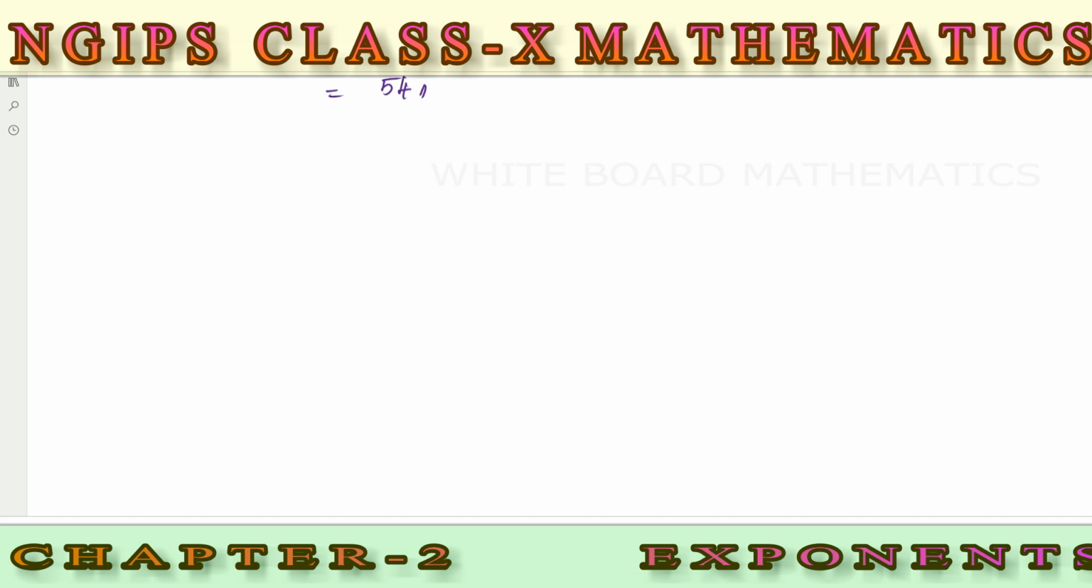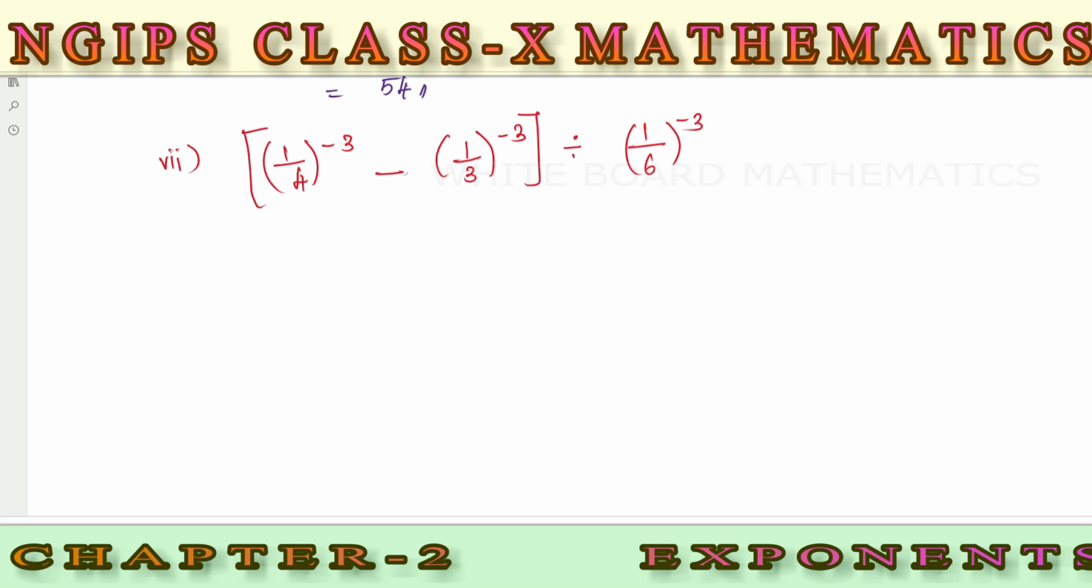Here we have the seventh sub question: (1/4)^(-3) - (1/3)^(-3) divided by (1/6)^(-3). So this is what they have given in the question. Now we have to solve.